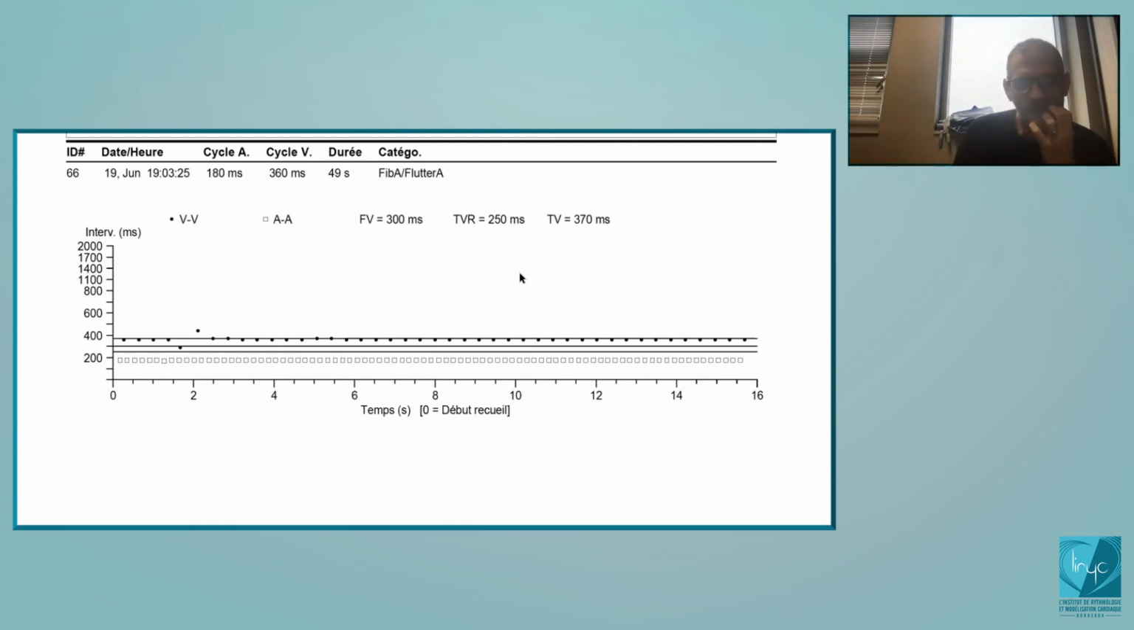So we have a very fast rhythm in the atria, and also a fast rhythm in the ventricle. It looks like a fast and stable rhythm at the level of the atrium, pretty stable also at the level of the ventricle. Okay, so what could be your diagnosis? Well, it could be flutter, atrial flutter. That's a possibility. Another possibility could be double tachycardia. Yes, it could be a dual tachycardia.